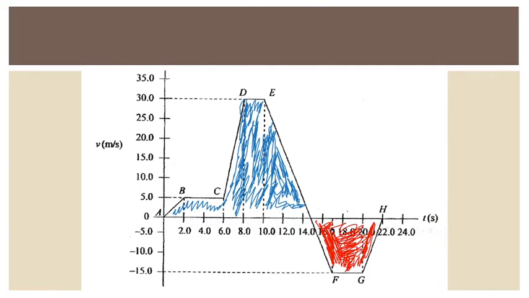And so the question is: is there more blue area than red area, or vice versa? And I think it's pretty clear from looking at the basic sketch here that there's more blue area than red area. And so since there's more blue area than red area, the overall area under the curve will be positive. And since the area under the curve represents displacement, the overall displacement will be positive.